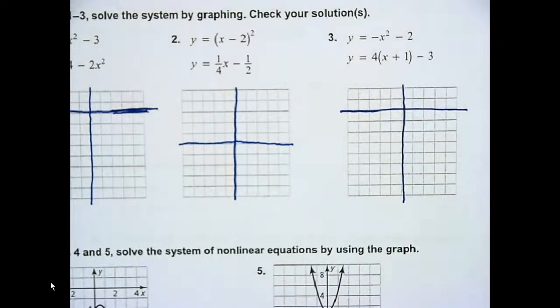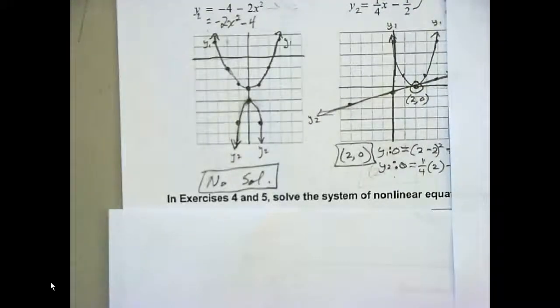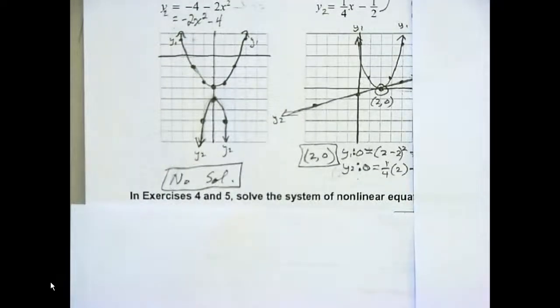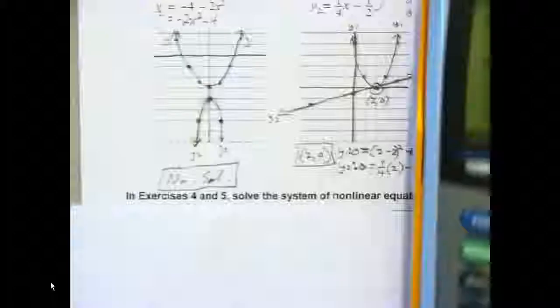All right. So for number 2, here's what I get. That's what my picture looks like. I have something that looks like that. Okay. Now, how many got the answer 2, 0? Okay. Are there any other answers? Graphically, it doesn't look like it, right? Now, here's what I want you to do. I want you to go ahead and put the functions into your graphing calculator.